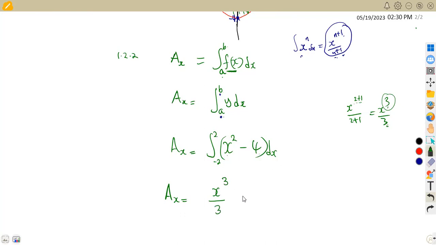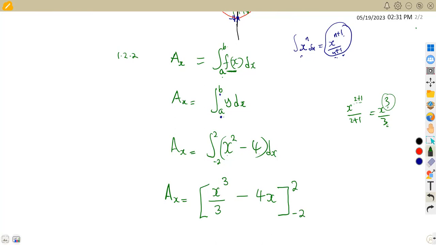Where there is a constant, you are going to put x. So this is going to be minus 4x, all right? That's our expression, and the limits to be applied now are 2 and -2. This is going to give us the area from the region that we are given.